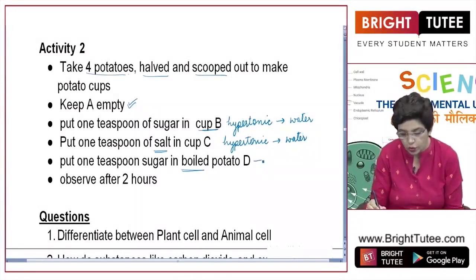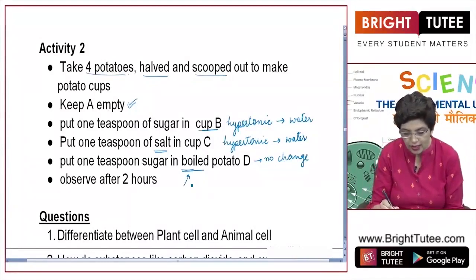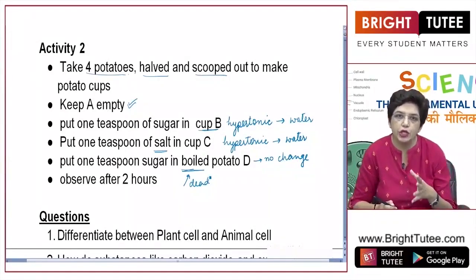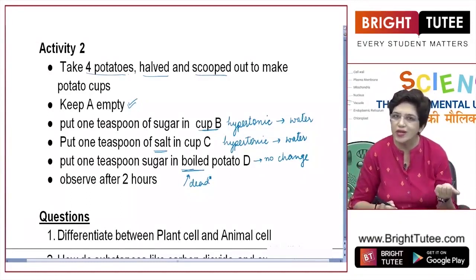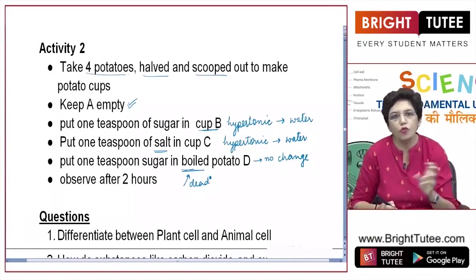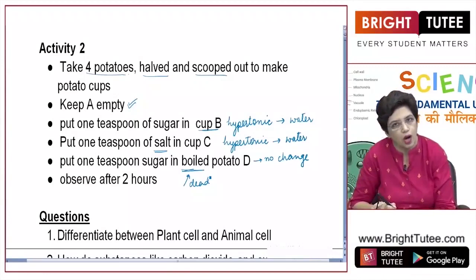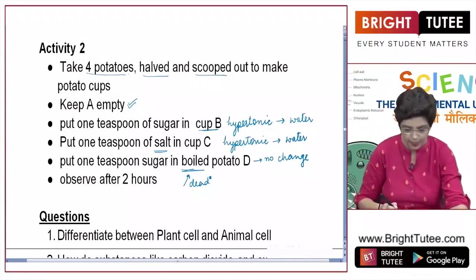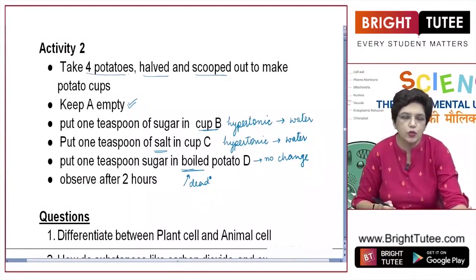But you will notice there is no change in cup D, because since we boiled it, the cell was dead. Due to heat, the cell died, so the semi-permeable nature of the membrane was no longer existent. So it did not allow movement of water from inside or outside. That is why you will notice no change in potato D. Okay, I hope these two activities made the case of hypertonic and hypotonic solution clear.